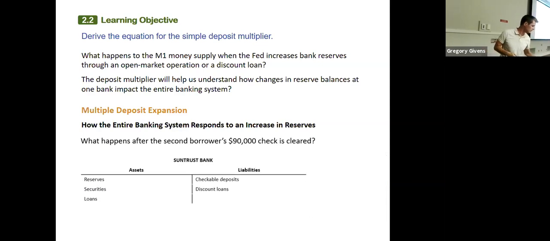Let's suppose, James, you said, okay, sorry. Let's suppose that your bank is Suntrust, a third bank in our example today. Once the check clears, how does that show up in Suntrust's balance sheet? Well, just like the previous example, checkable deposits at Suntrust will increase by $90,000. That's the size of the check you receive. And that immediately is going to increase reserve balances at Suntrust by $90,000.